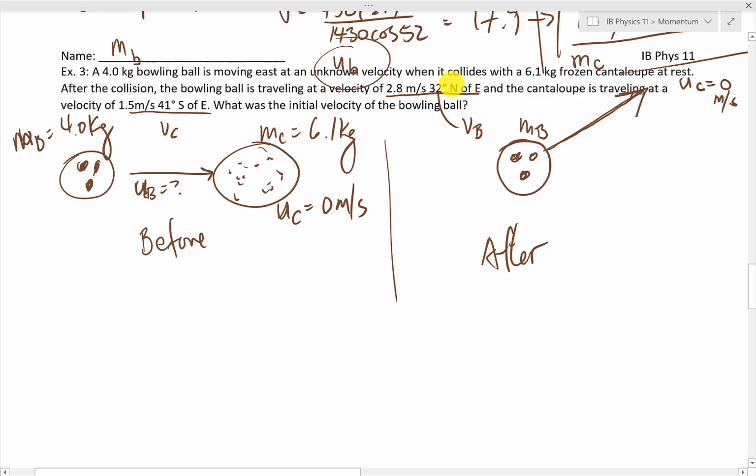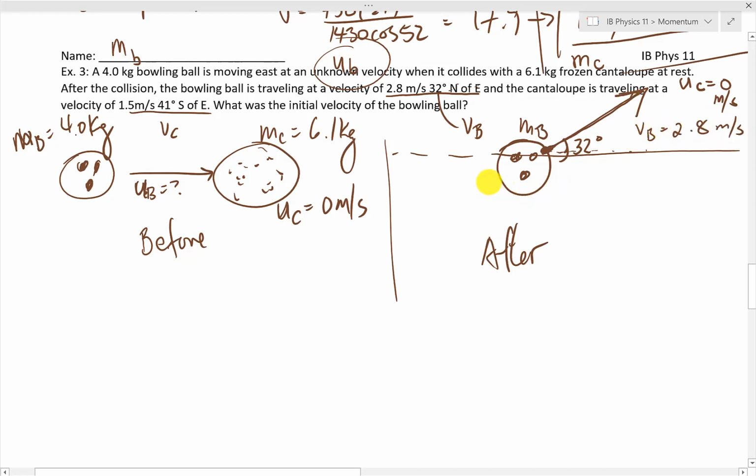To decipher this, we're going to start from where we start off. And remember, this direction here is flipped. So we go east first, and then we go north. So this angle is this one here. I'm going to draw a line, and my angle is 32 degrees right there. This velocity here is 2.8 meters per second.